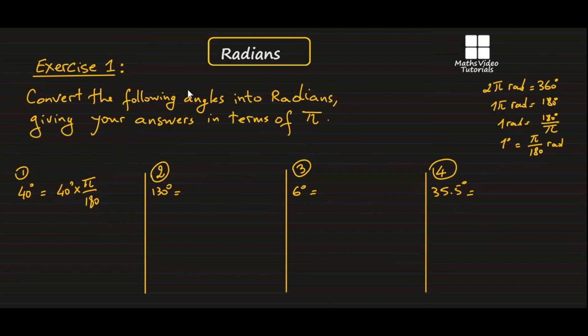In this case we can cancel down by 20 to give us 2 here, and we can cancel down by 20 as well here to give us 9. So my final answer for this one here is 2 pi over 9. Now you can pause the video at this stage and attempt to answer questions 2, 3 and 4 by yourself, and then check your answers against mine. But I'm going to continue with the video.